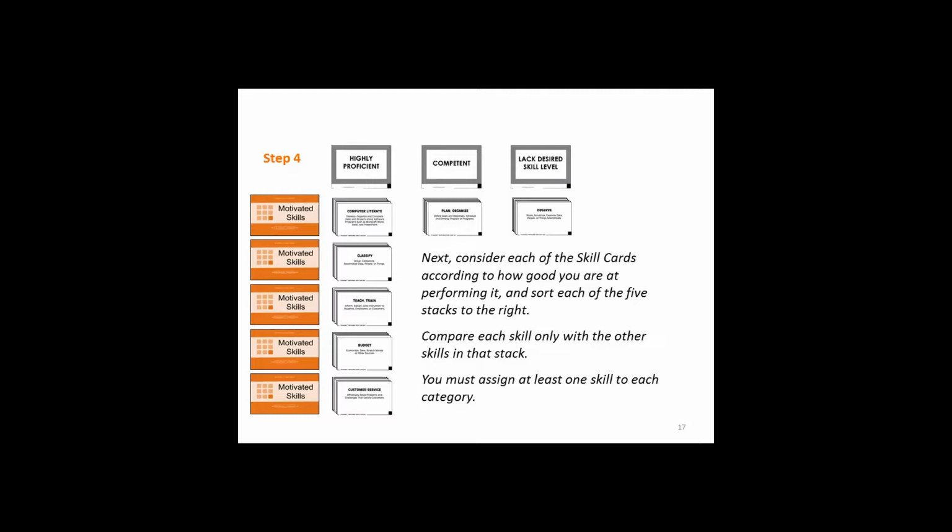Then I ask them to take that first stack of cards and sort that to the right according to how good they are at it. I want them to make sure they have at least one card in each cell. Under the lowest skill level, those would be skills that they might be good at. Under competent, those are the skills they're better at, and under highly proficient, those are skills that they're best at. So I want them to sort that stack into those 3 stacks. Now, I want to make sure they've done that before I move to the next stack.